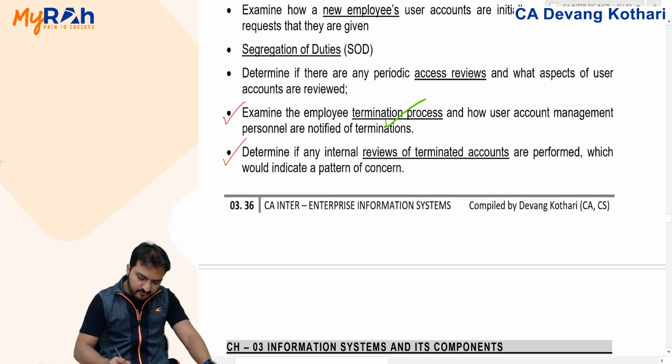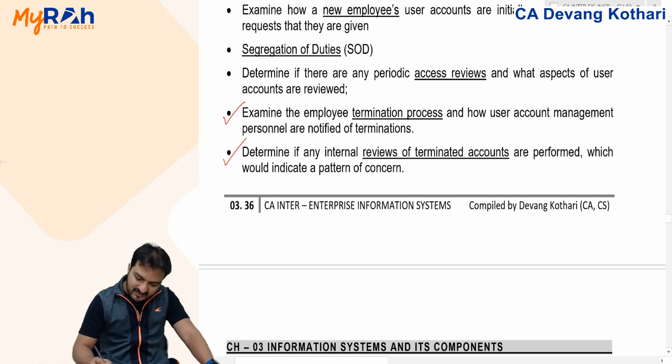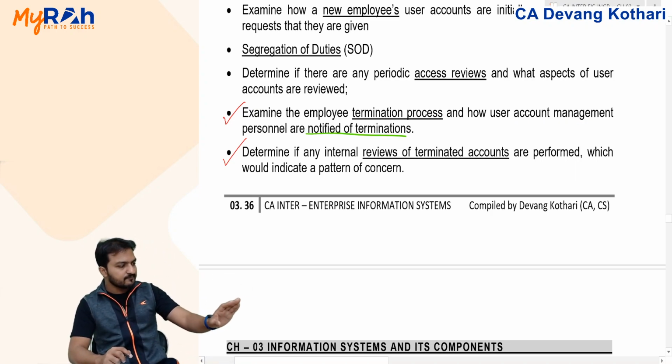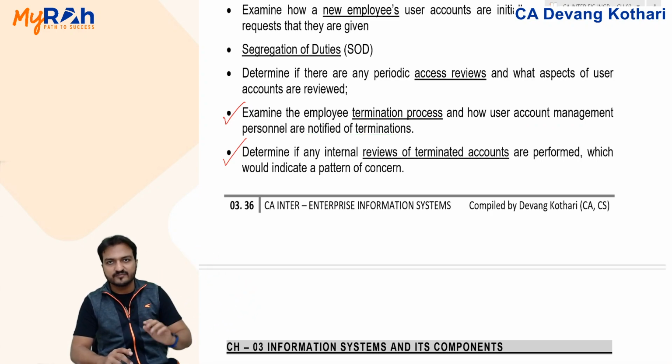Examine the employee termination process. When an employee leaves the company, check that his termination process is done properly and check whether the accounts management team has been informed about the termination, because when this employee is leaving the company, his ID and password should be removed from the company database.